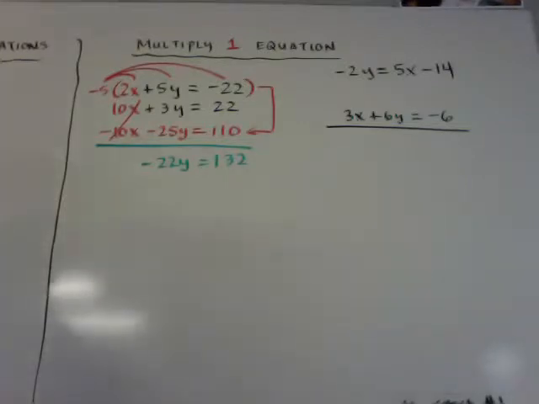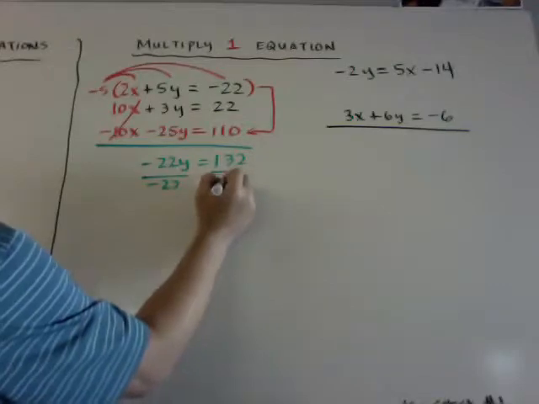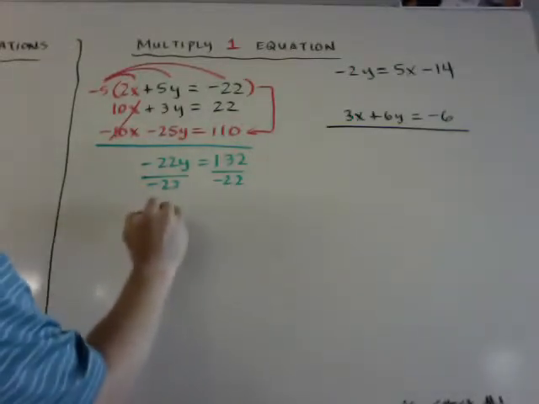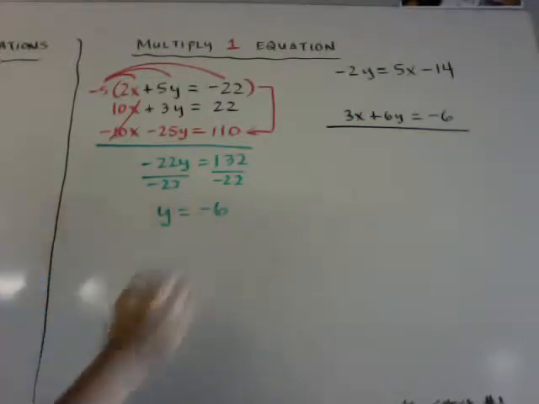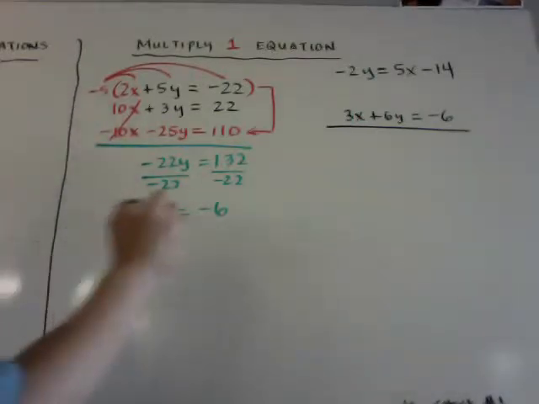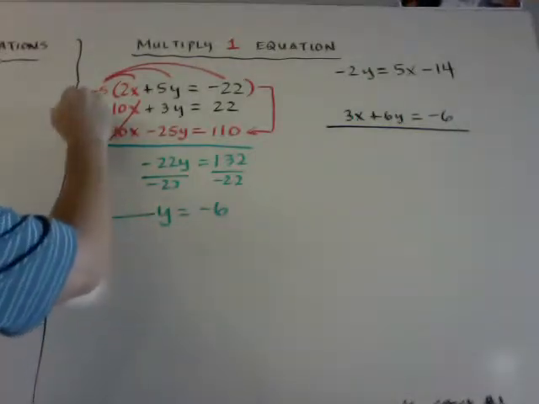Okay. When I divide by negative 22, I get y is equal to negative 6. Okay. Now I can take this y and put it into either one of these equations. It doesn't matter. I probably want to go to one of the first two since it's smaller numbers, because this one got bigger because I multiplied by 5. So I'm going to take this y and I'm going to put it into, let's just go into this one for fun.